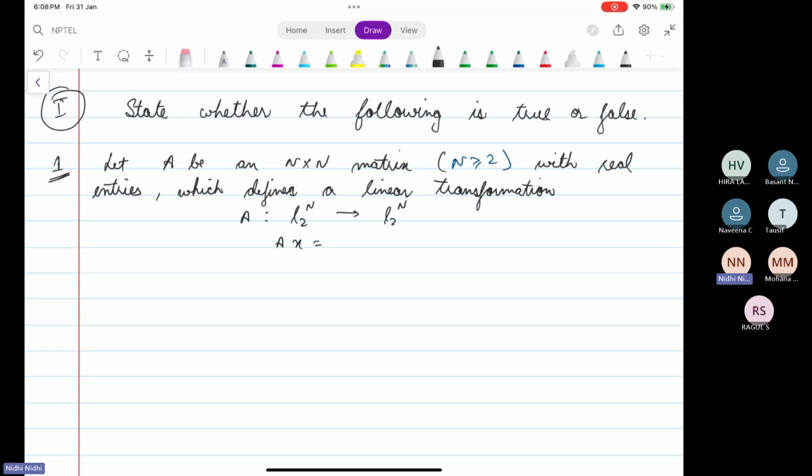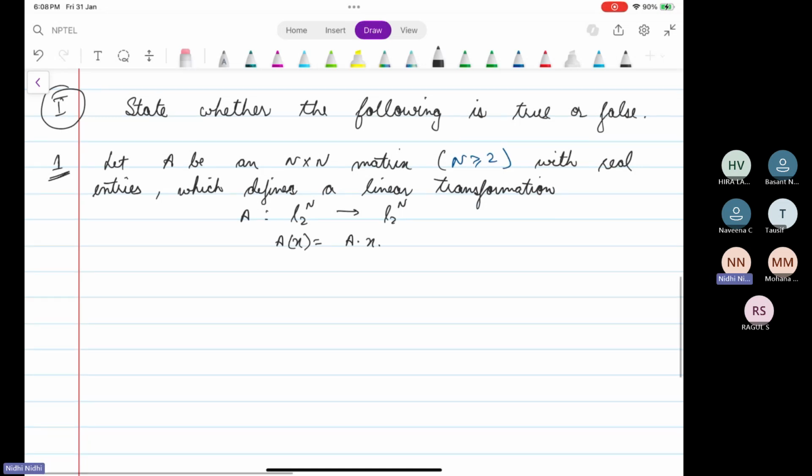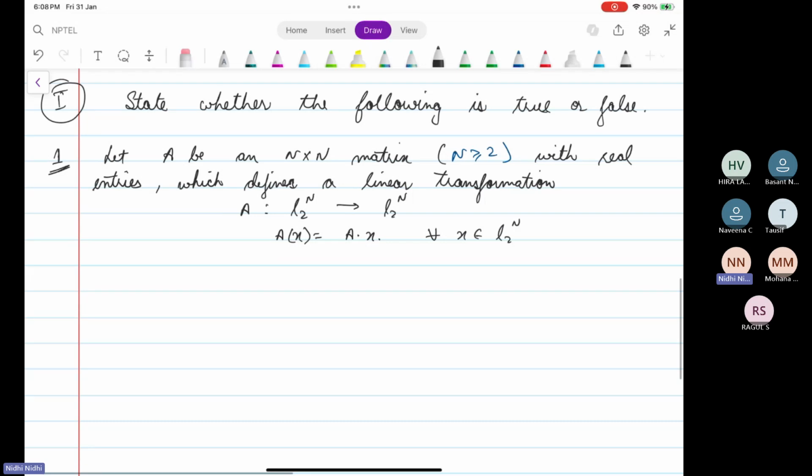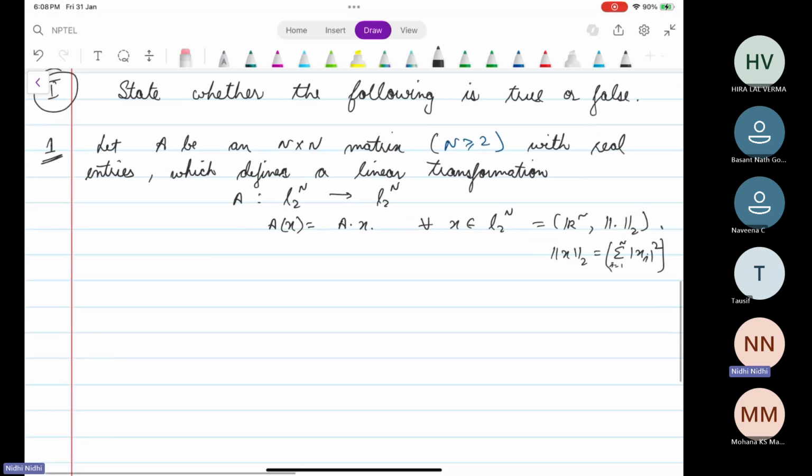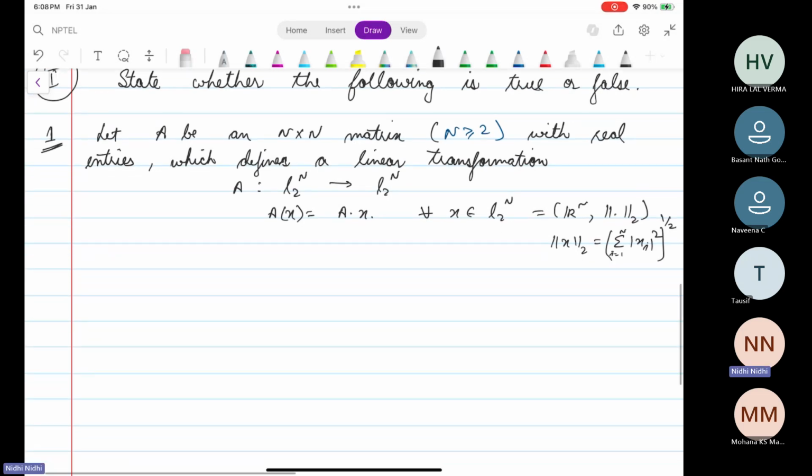We know that Ax is equal to A times x for every x belonging to l_2^n, and this is the space R^n with the 2 norm, where the 2 norm is (summation of |x_i|^2, i from 1 to n) to the power 1/2. Okay, this is a linear transformation. Let lambda belonging to R be an eigenvalue of A, then |lambda| should be less than or equal to the norm of A.